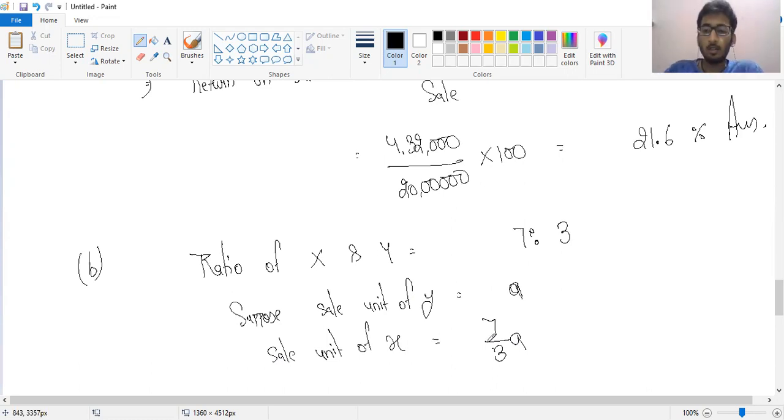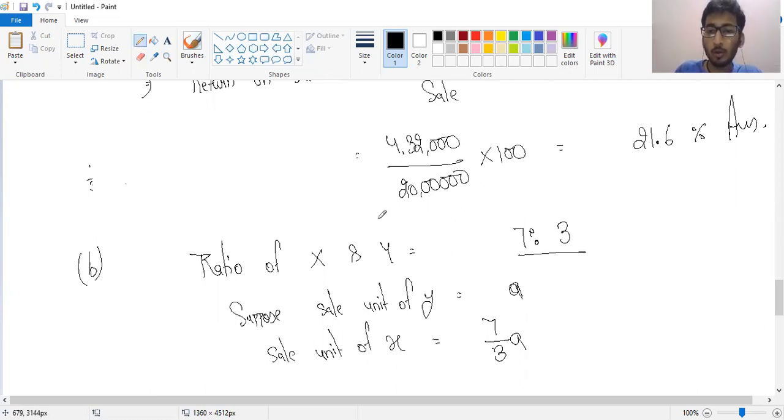Since we are given the ratio 7 and 3 between X and Y, suppose Y denotes A. If Y denotes A, it means X would be 7 upon 3 times of A. I hope you guys know how to solve ratio. So 7 upon 3 basically says that A is divided by 3 and multiplied by 7. So this is what X is.